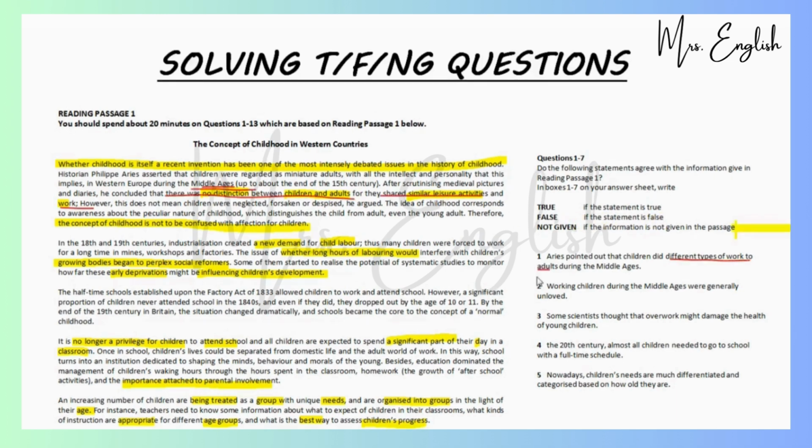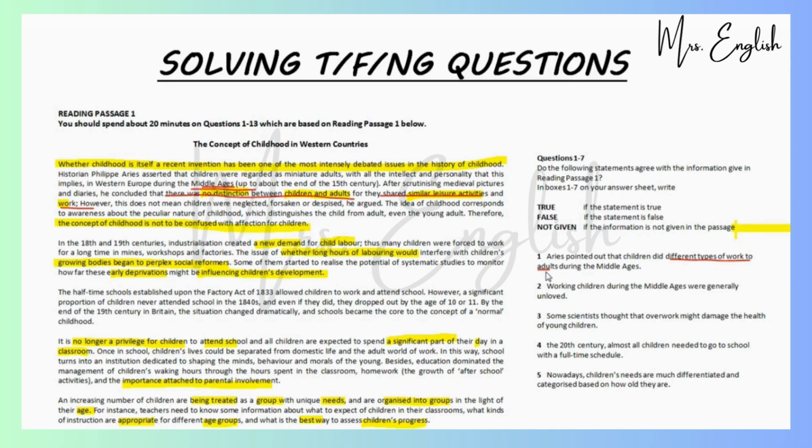Okay? Now let's look at the first question. Aris pointed out that children did different types of work to adults during the Middle Ages. It means they did not do similar work. They did different types of work than adults. Who? Kids. So, did they do different types of work?